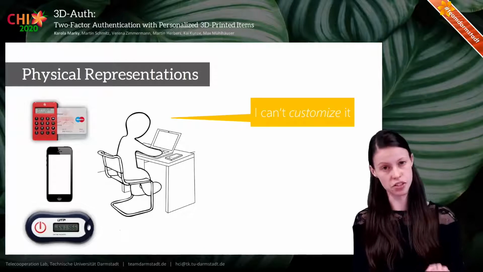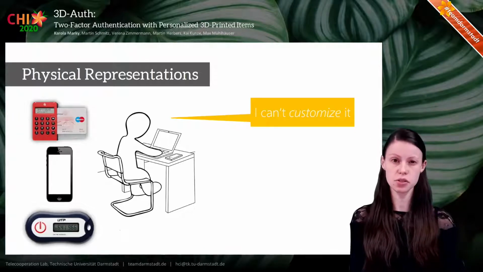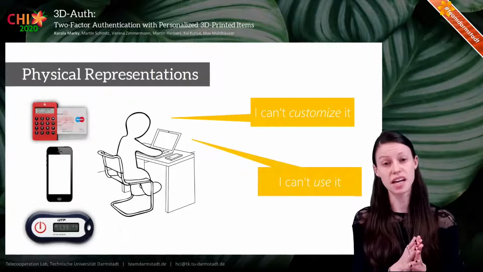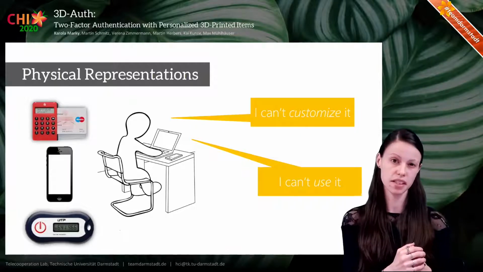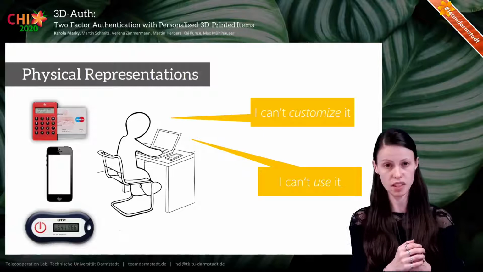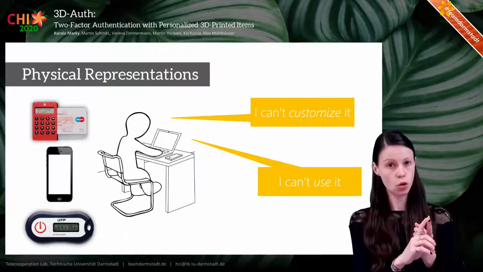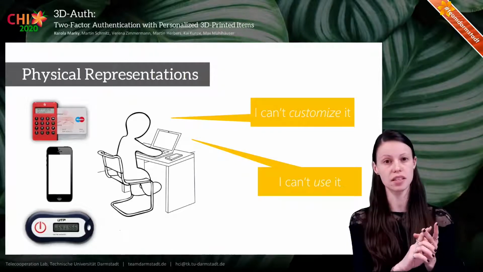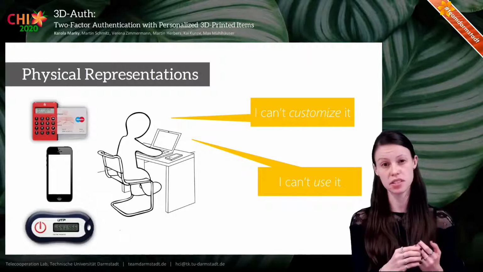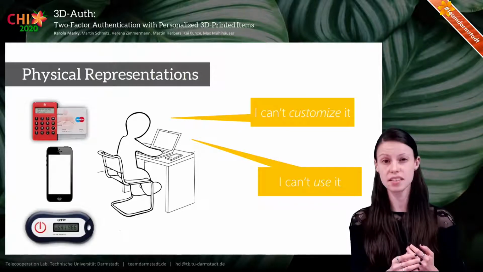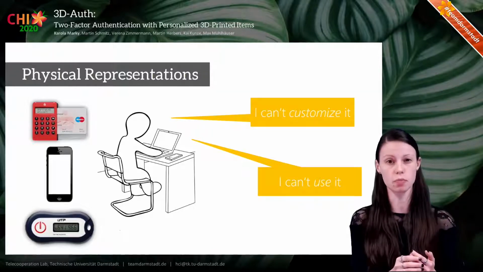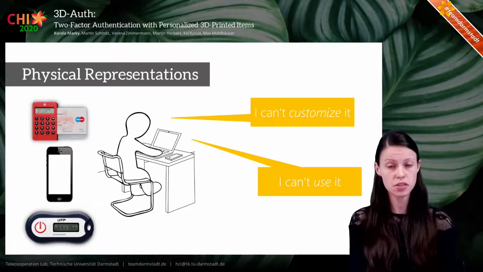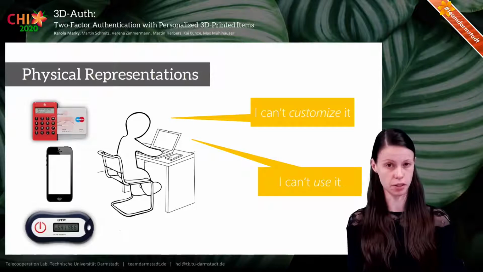The second issue is connected to the usage of the factor. By saying here I can't use it, I don't mean usability. I mean that the second factor is not available. It might be that people have left it at home, or that the second factor relies on an energy source such as batteries or mobile network, and the batteries can run out, or the mobile network might not be available. Because of that, the user cannot authenticate successfully.